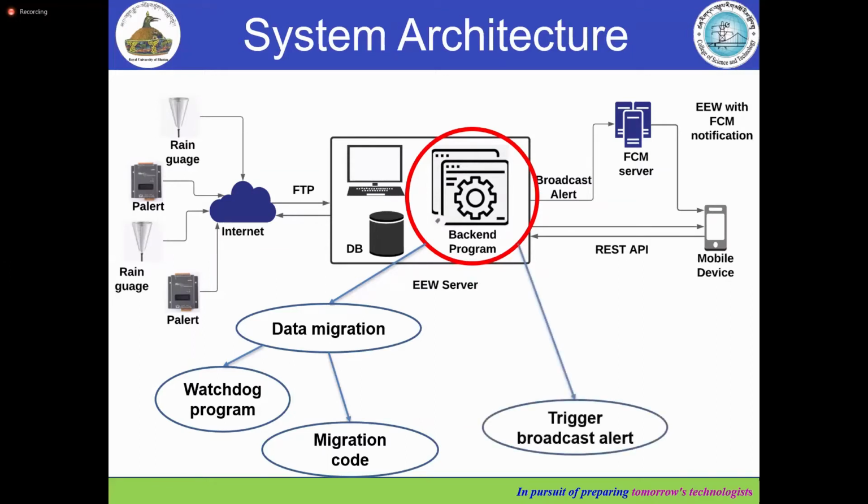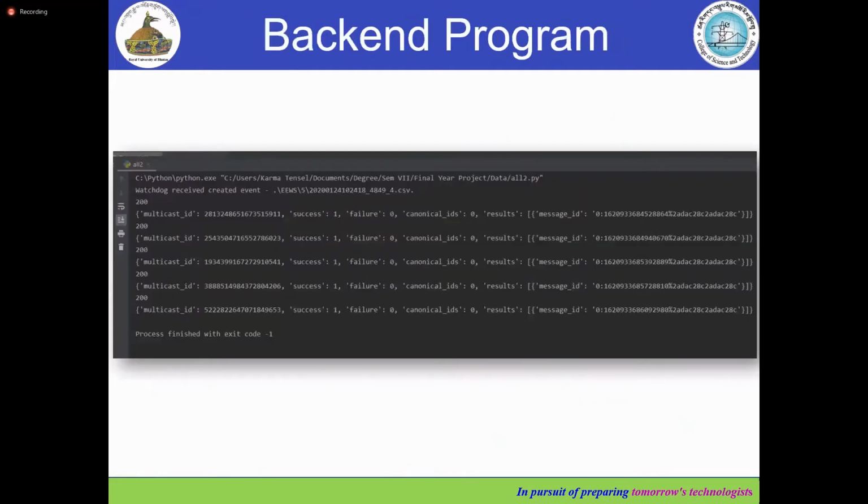The next part of the backend program is the program to trigger the broadcast alert. When P waves are detected at the base station, a seismic data file is dumped at the server. The Watchdog program detects the new seismic file and then tells the trigger program to broadcast the message to the notification server, which is the FCM server. So this is the screenshot of how the Watchdog program detects a file created event and how it sends out a broadcast message to the notification server.